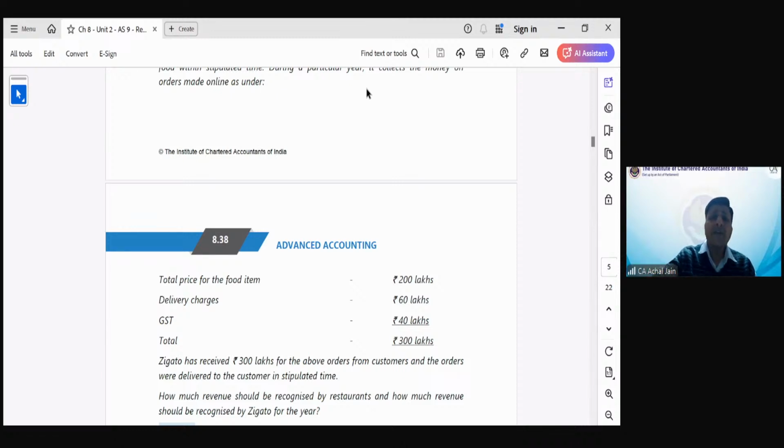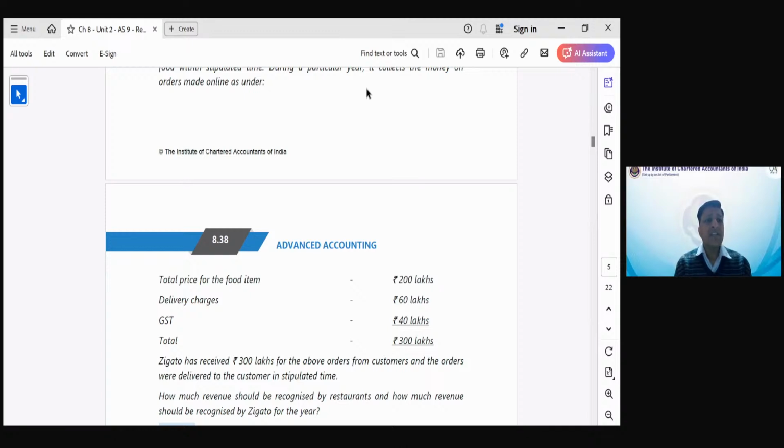Priya is saying Zigato is the agent because A has the responsibility. I think you mean to say restaurant has the responsibility. Okay. So what is the amount of revenue for Zigato and restaurant? Balesh is saying restaurant 200, Zigato 60. Dilip, I think, has the same answer. Priya is saying 60.